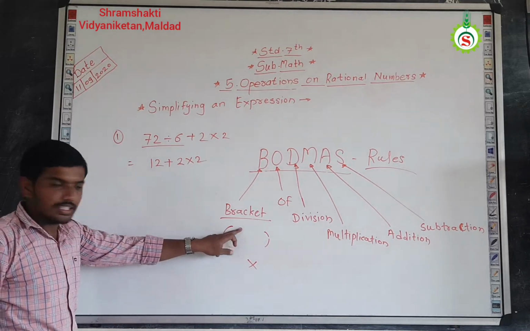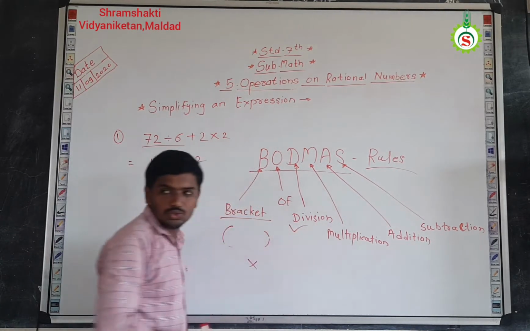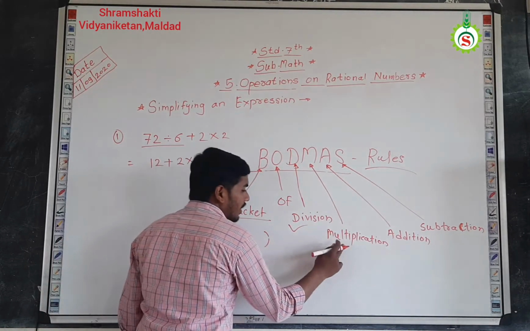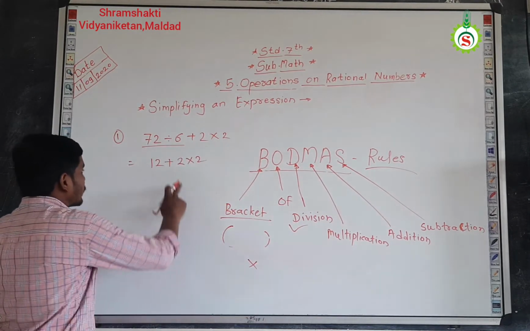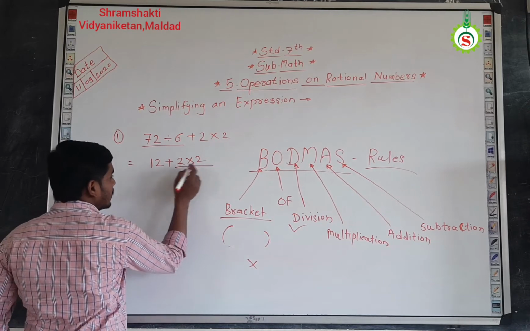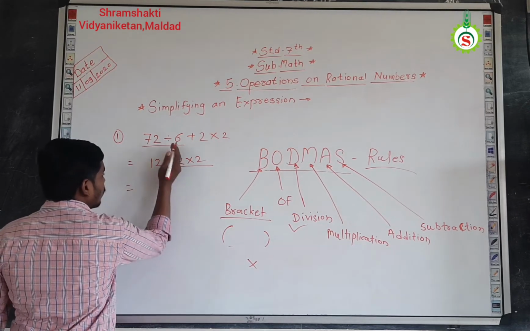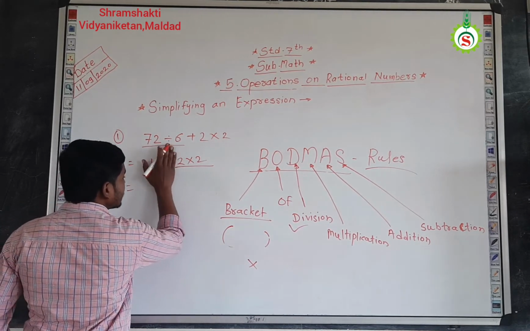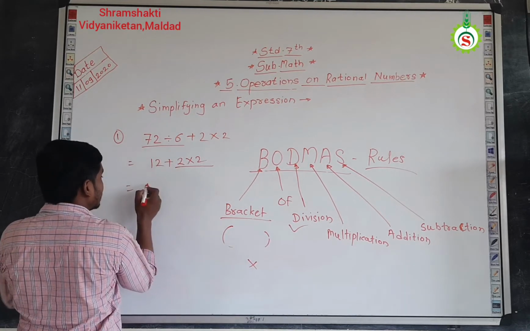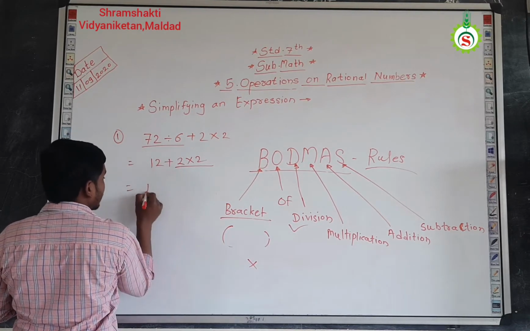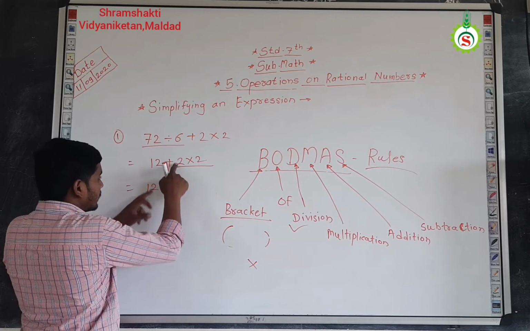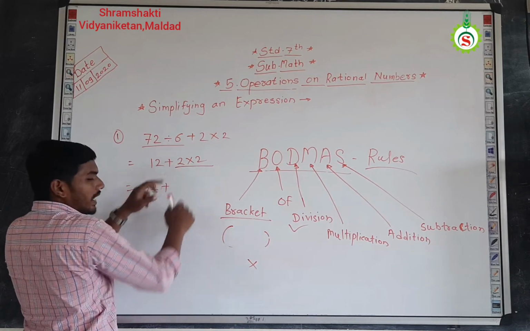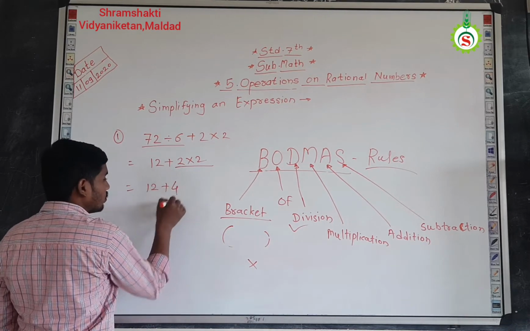Now bracket is not there, then division I have solved. After the division, what do I have to take? Multiplication. So where is the multiplication? There is a multiplication 2 into 2. So before the multiplication, I will write the expression as it is: 12 plus. Now multiplication is in between 2 and 2. So 2 2s are 4.